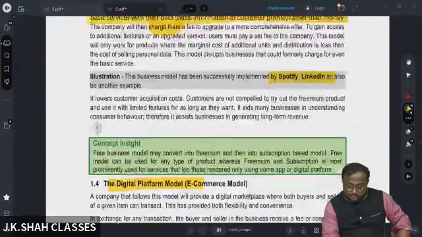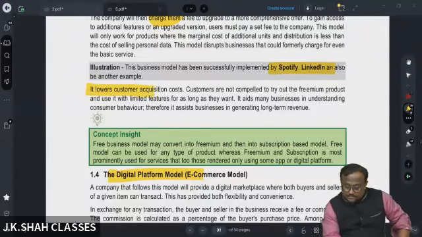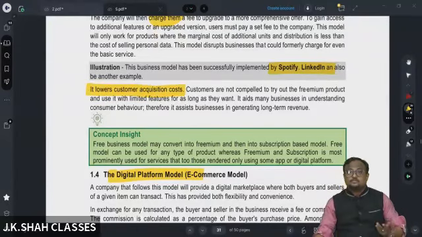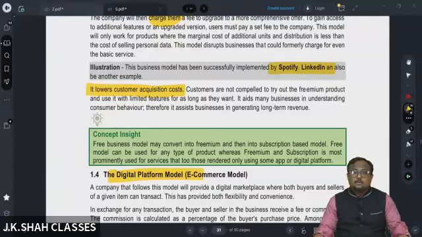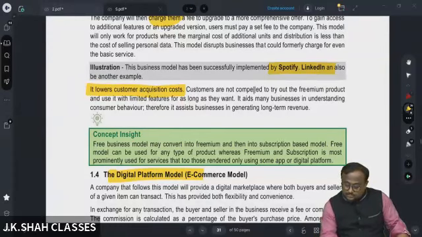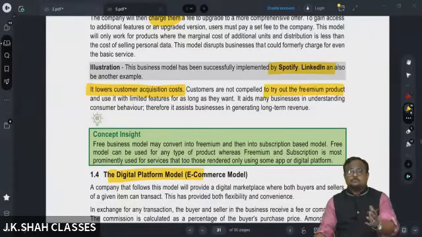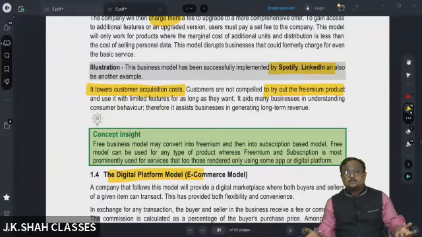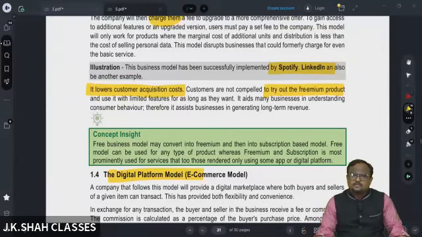In freemium, it lowers customer acquisition cost. You're not spending anything on getting customers information. Customers are not compelled to try out the freemium product. देखो तुम लोग का डेटा पूछा, you are ignoring it. They are fine with it. They will not give you information.